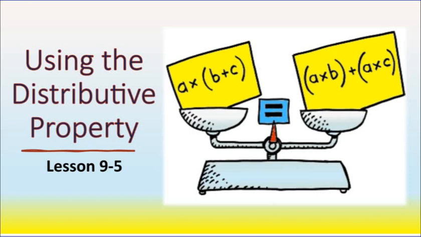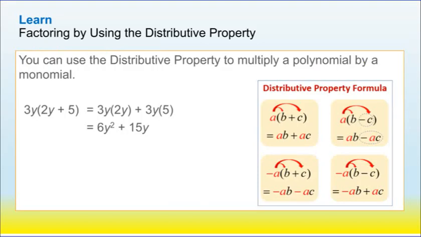Lesson 9-5, using the distributive property. We can use the distributive property to multiply a polynomial by a monomial. We've done some practice with that already. So if you look at the picture here, I'm just distributing the A in both of them.